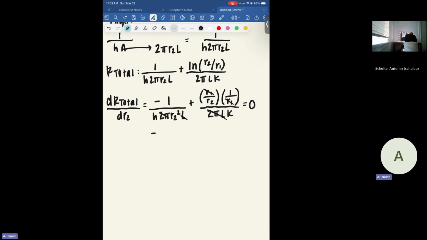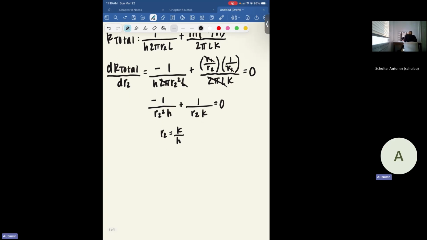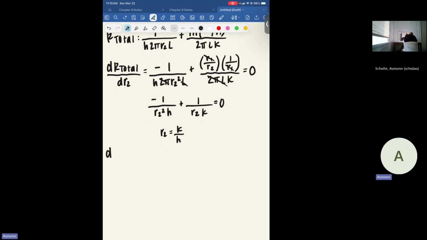So we're going to be left with negative 1 over R2 squared times our heat transfer coefficient plus 1 over R2 times our thermal conductivity. So solving for this, we are going to find that R2 is equal to our thermal conductivity divided by our heat transfer coefficient. Therefore, we can say that the derivative of R total with respect to R2, evaluated at R2 equals K over H, is equal to 0.